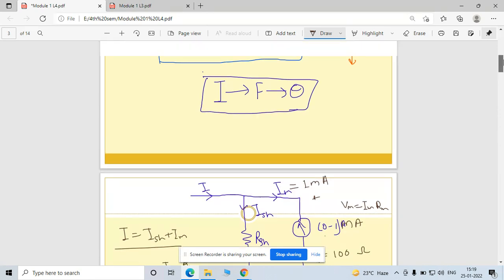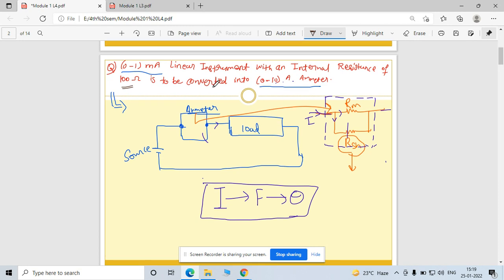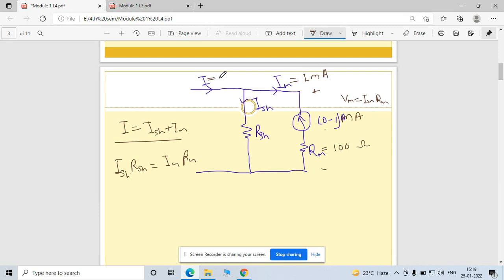Now what you want to measure is the current from your source side, so you want to convert that ammeter into 0 to 10 ampere. So I consider this I value is 10 ampere. Put that value in this. One more thing: how to find out this RSH? How to find out this Im by using this? So Im is nothing but your I into RSH, divided by RSH plus 100.